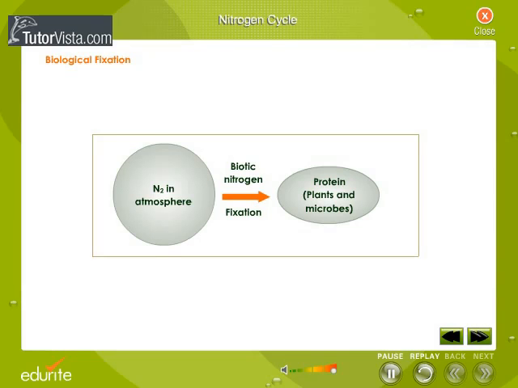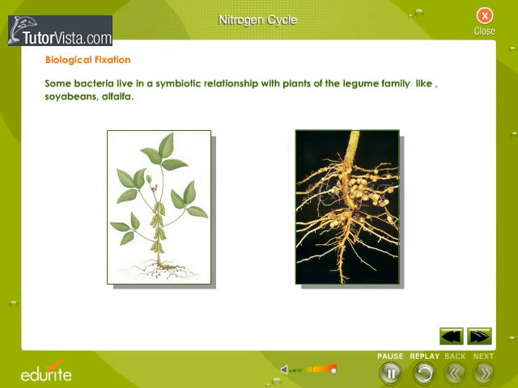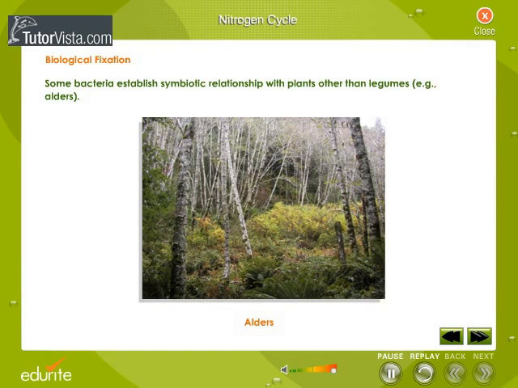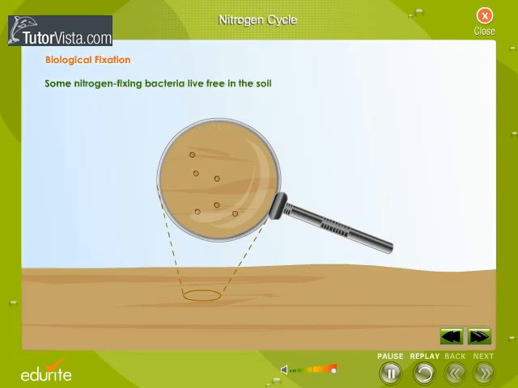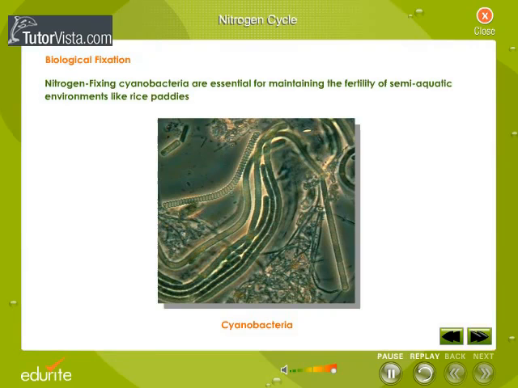Biological fixation. The ability to fix nitrogen is found only in certain bacteria. Some live in a symbiotic relationship with plants of the legume family, for example, soybeans, alfalfa. Some establish symbiotic relationships with plants other than legumes, for example, alders. Some nitrogen-fixing bacteria live free in the soil.